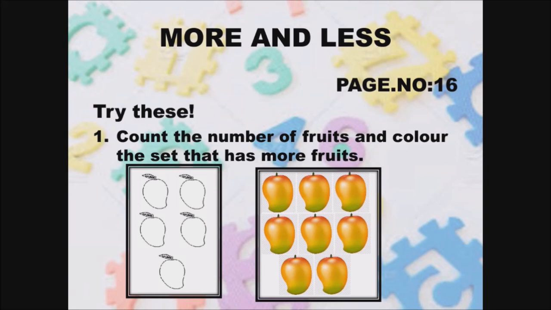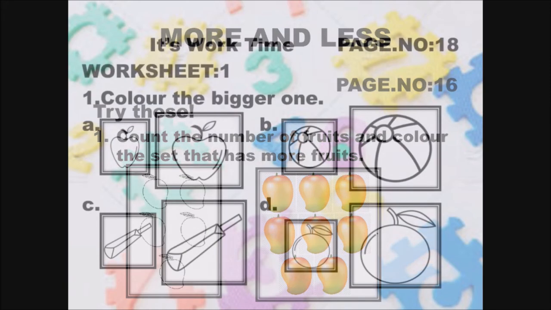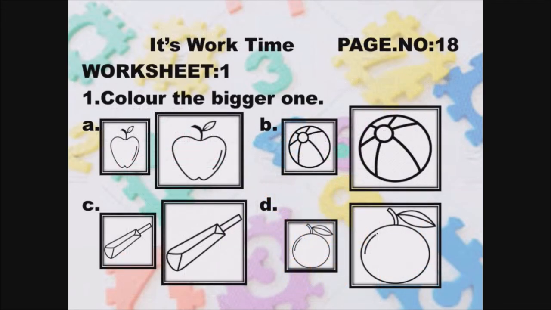Now, tell me children, which box has more number of fruit? Yes, it is second box. So, we have colored the second box mangoes. Now, it's work time in page number 18. Worksheet 1. Color the bigger one.